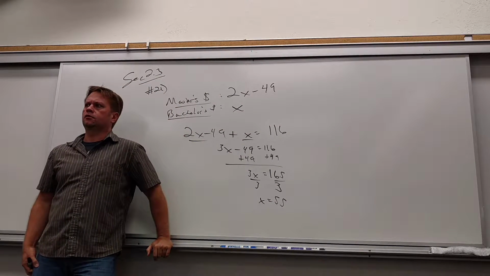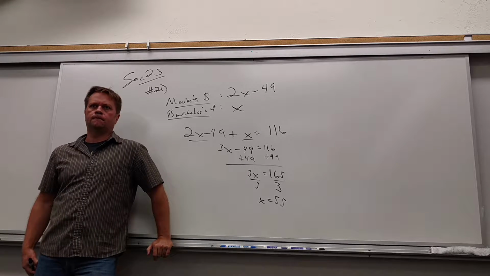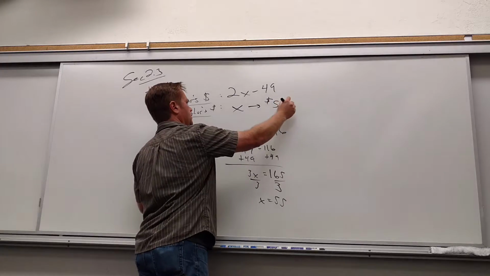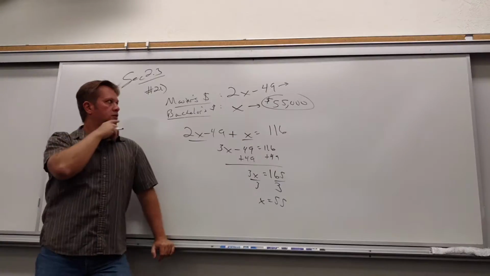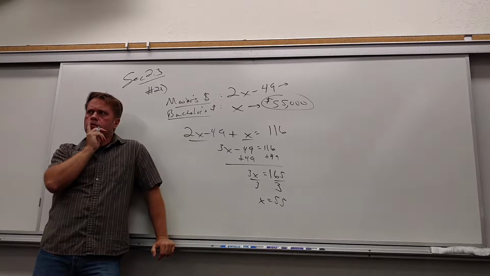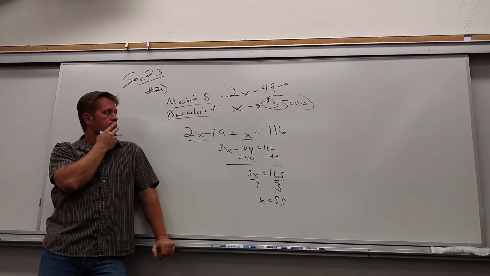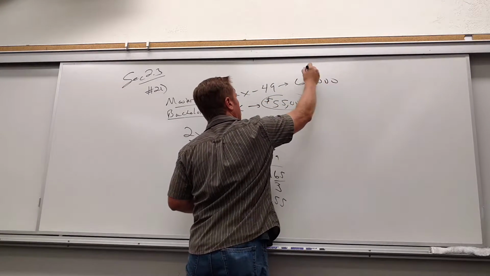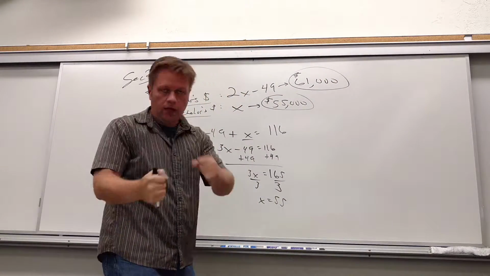What is that? 55,000 for what? We're bachelors, so 55,000. And then what about the master's people? Yep, you plug it in there. 61. Cool, yeah, we got it.